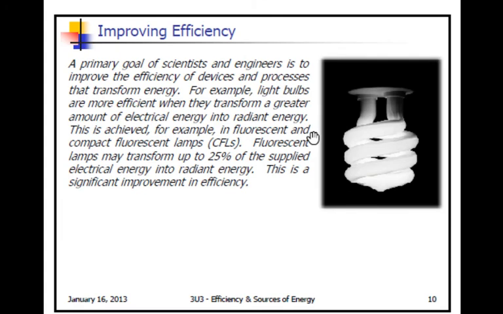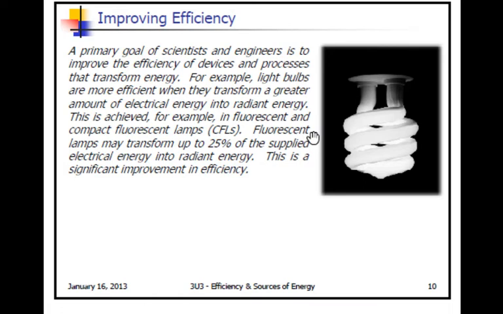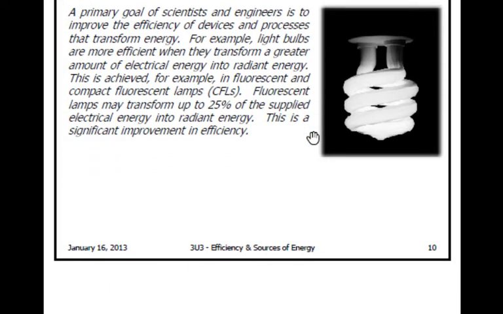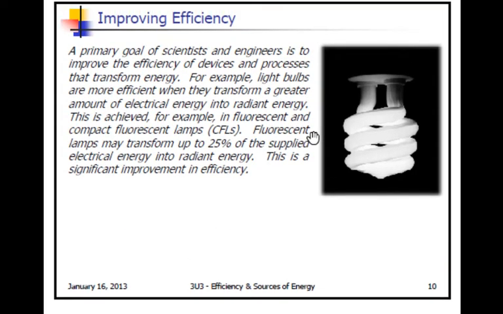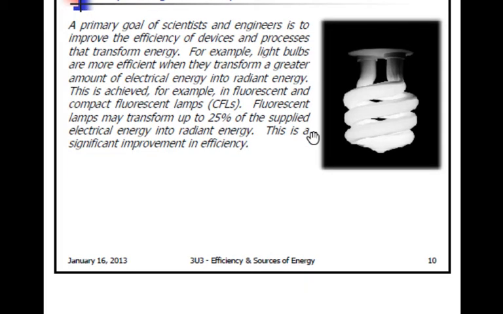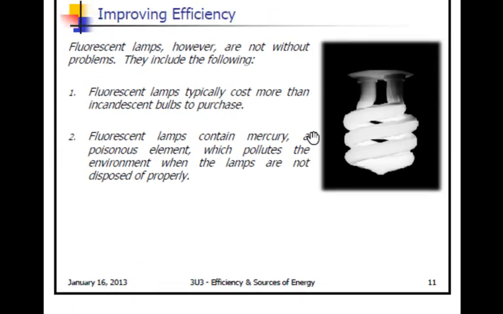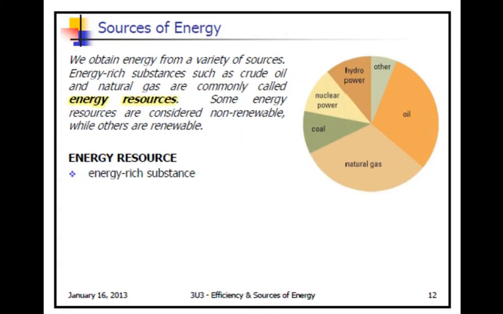So a primary goal of scientists and engineers is to improve the efficiency of devices and processes. Light bulbs are more efficient when they transform a greater amount of electrical energy into radiant energy. We've achieved this using fluorescent lamps or compact fluorescent lamps, CFLs. Now actually LED light bulbs seem to be a bit more common, and they are more energy efficient. Fluorescent lamps transform up to 25% of the supplied electrical energy into radiant energy, which is a significant improvement in efficiency. They have some problems though. They cost more to produce, and they contain mercury, which is a poisonous element and causes pollution. So LEDs are actually a bit better than those CFLs, which were quite popular for some time.